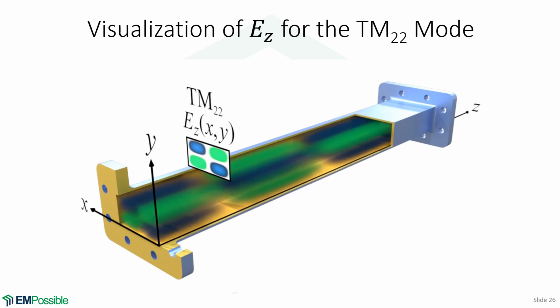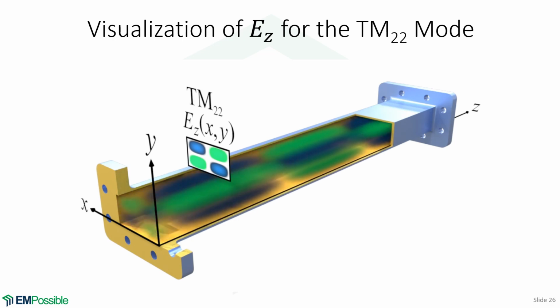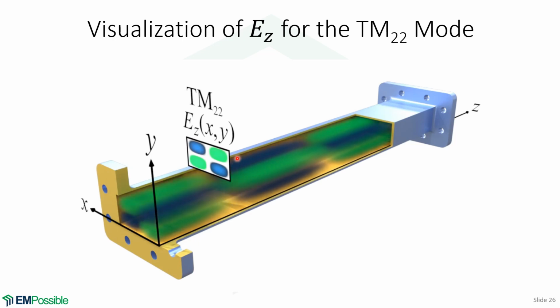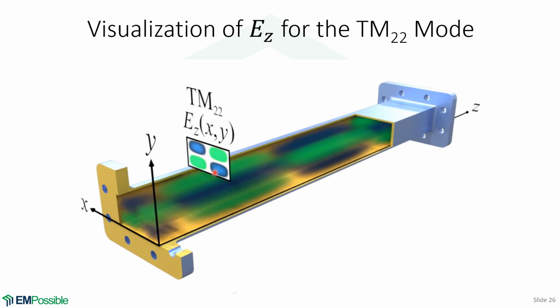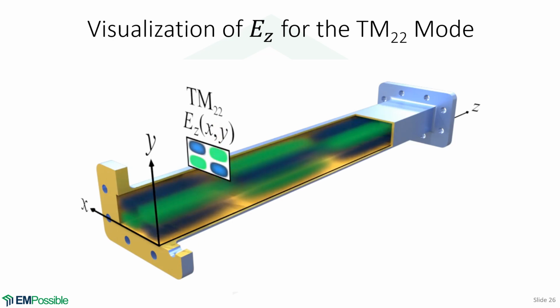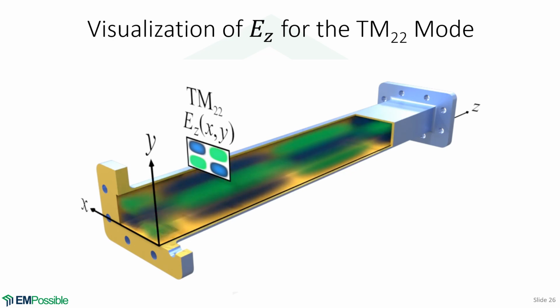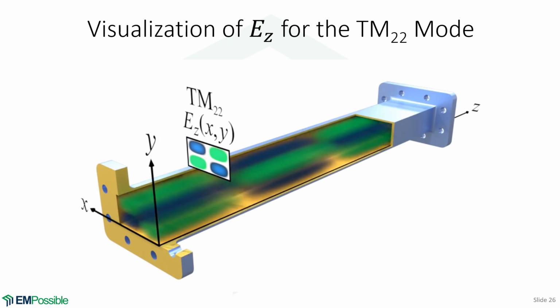TM22, we should see two bright spots along each axis. And we definitely do. Two bright spots along x, two bright spots along y, and along each of those axes, they're 180 degrees out of phase. So one's red, one's blue, and one's green.